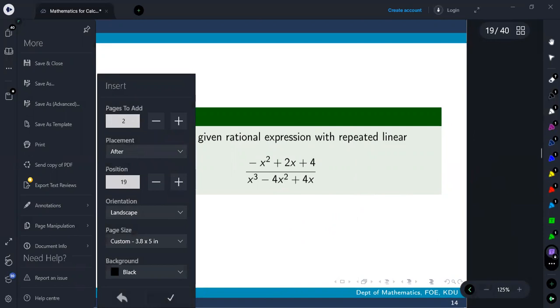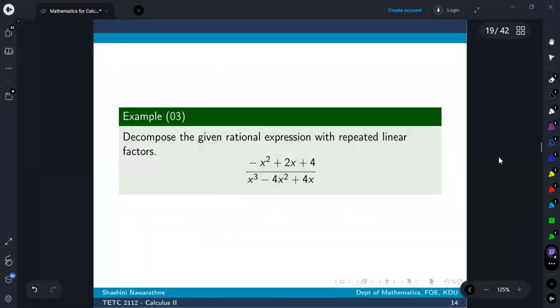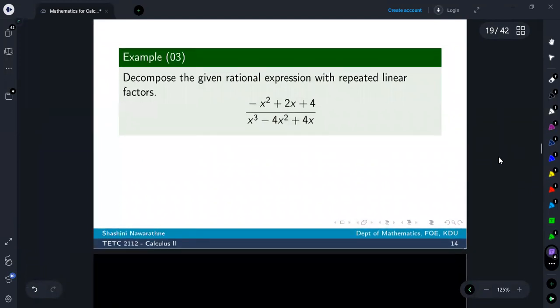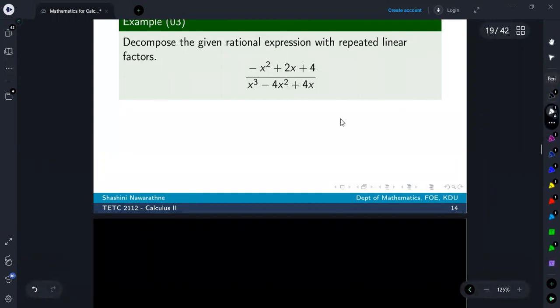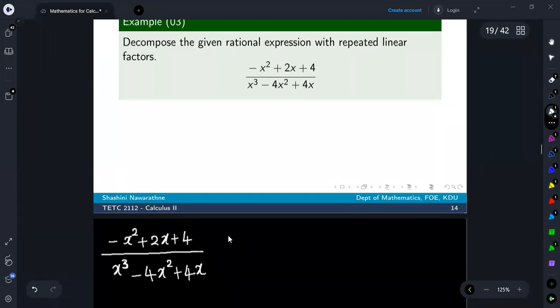So this is the example that we're going to follow under the second case. I will write down the example first. The example that we're going to consider is (-x^2 + 2x + 4) divided by (x^3 - 4x^2 + 4x). So this is the example that we're going to consider.